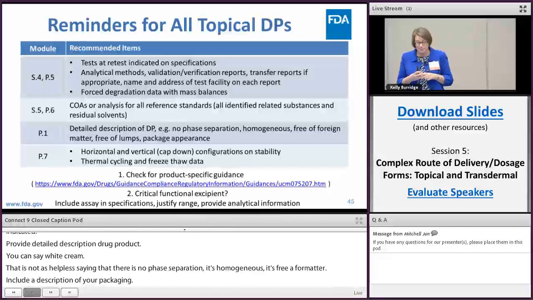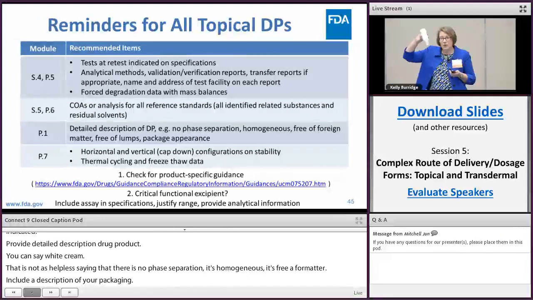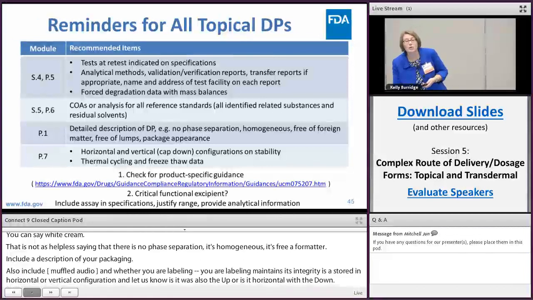On stability, samples are generally stored in horizontal and vertical configurations. Remember to let us know, is it horizontal with the cap up or is it horizontal with the cap down? That may seem like a small detail, but again, all that we have to go on is the information that you provide in your submission. So if you don't mention it somewhere, we don't know.